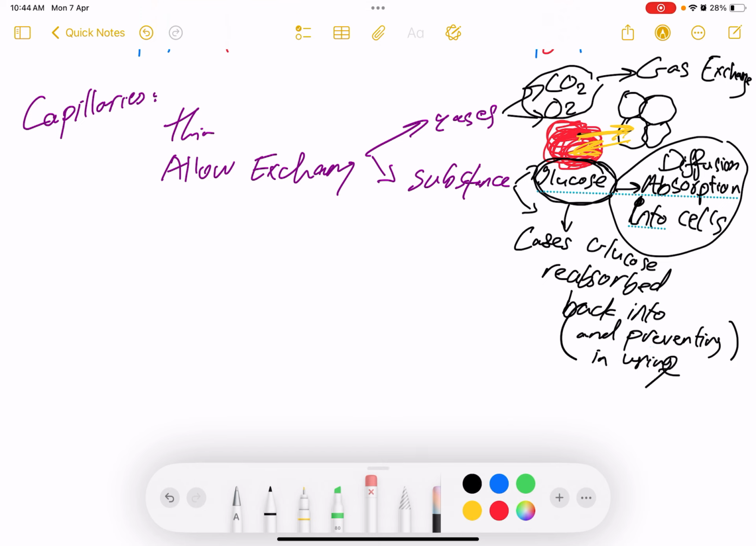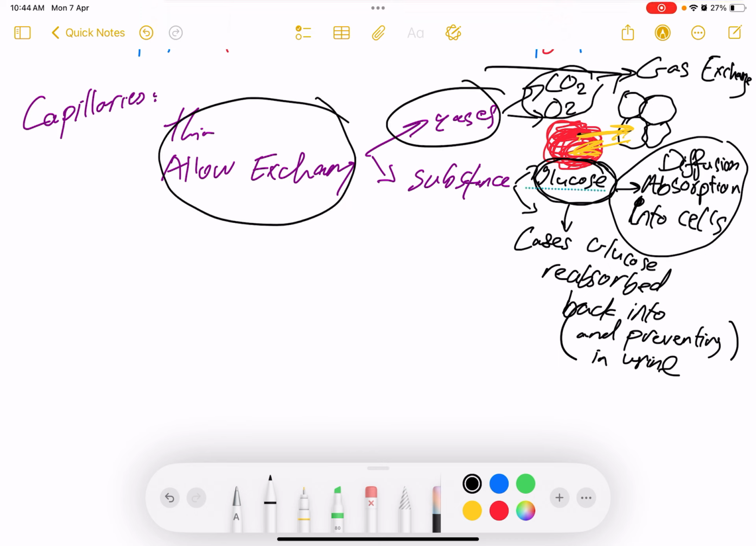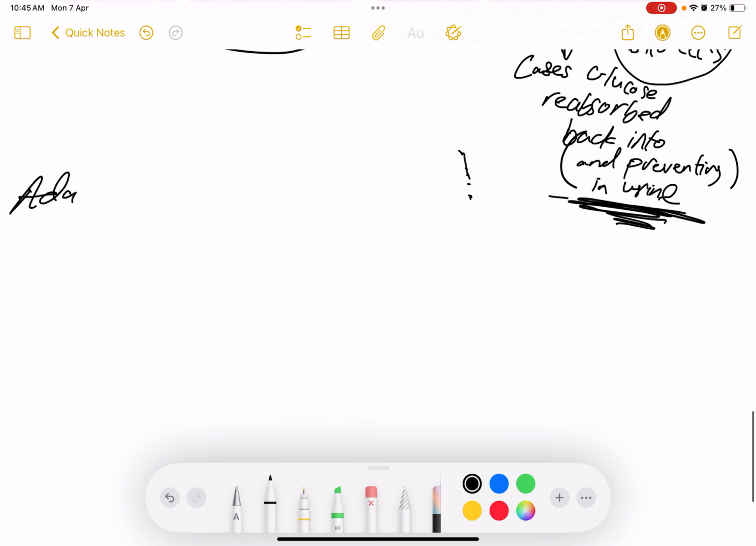So I have adaptation. So again, capillaries allow exchange of substances like diffusion of gases in gas exchange, or the diffusion of substances like glucose into the cells, or to be reabsorbed back into the blood. And this is only in case of the kidney and retrieving the glucose from the urine. Then I have the adaptations.